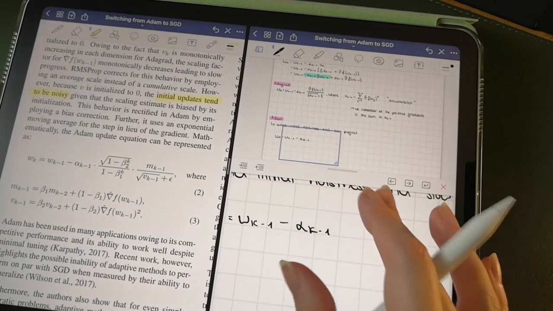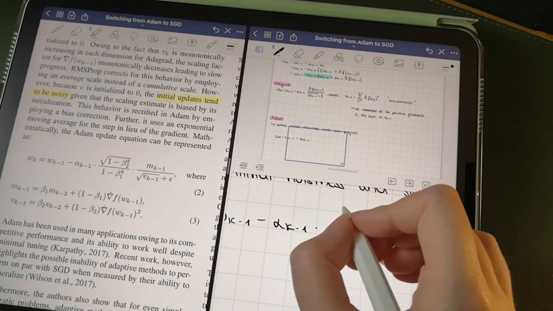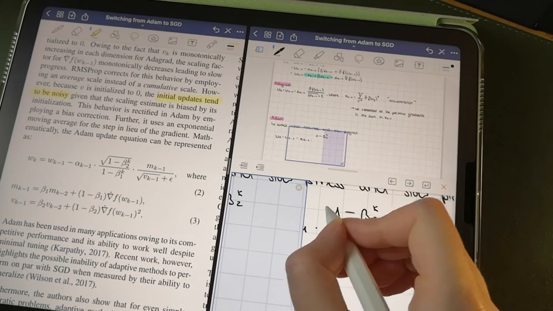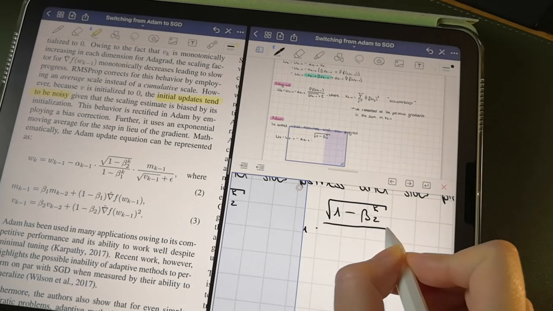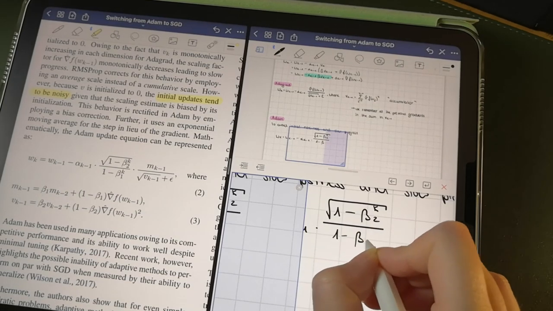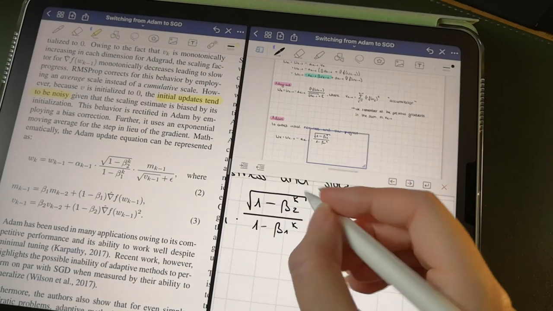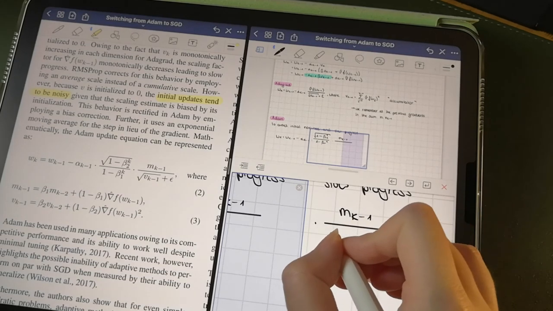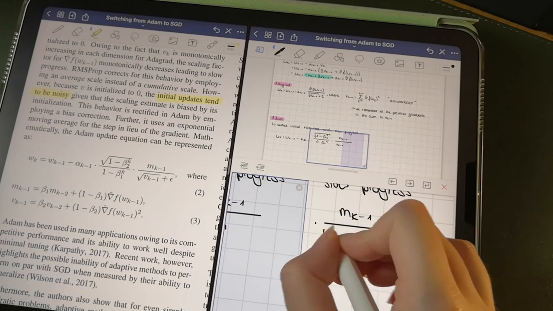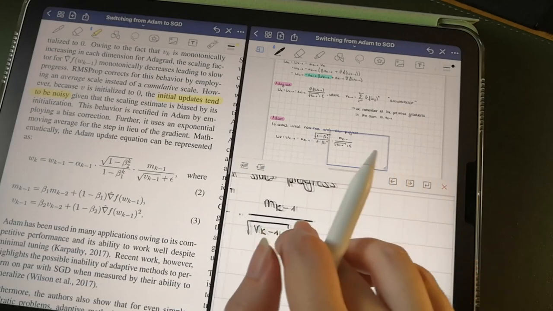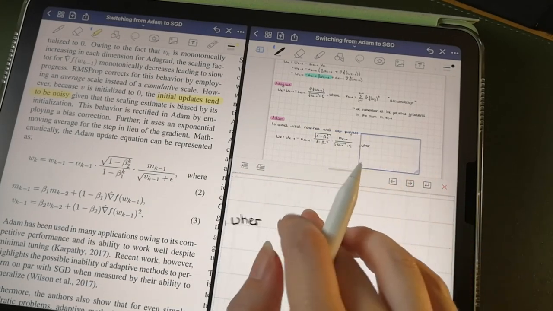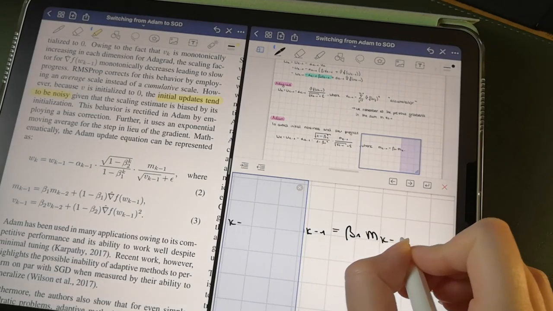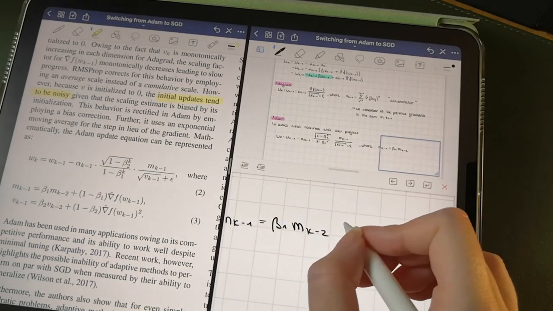So using our learning rate, take the square root of 1 minus beta 2 to the power of k, and we divide by 1 minus beta 1 to the power of k. We also take the momentum parameter and divide it by this accumulator. Again, plus epsilon because of the division by zero. So the momentum is updated with the better one. So we do the same thing as above, but for m and k.